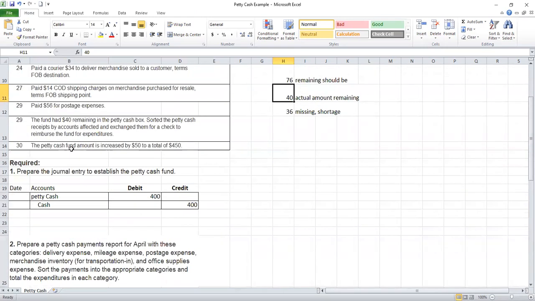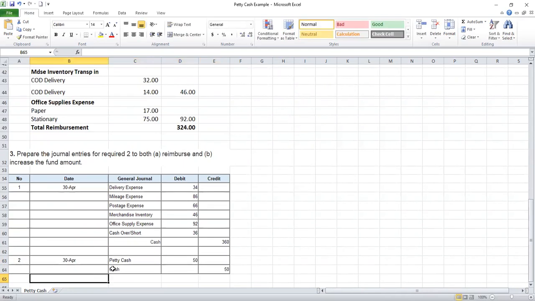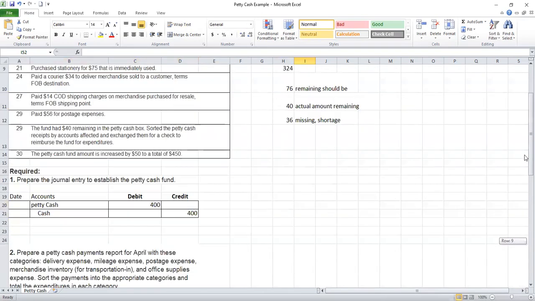Now, if you look at April 30th, the petty cash fund amount is increased by $50 to a total of $450. Now, we're going to make a journal entry just like we did when we first made it. We're increasing the total amount that petty cash has by $50. I don't know why this says February, it's April 30th. We're going to debit petty cash $50 and credit cash $50.